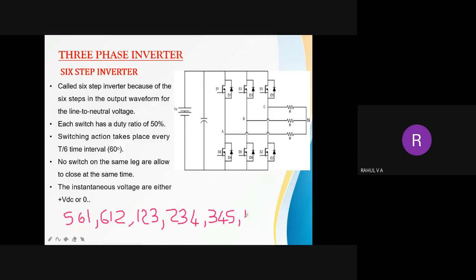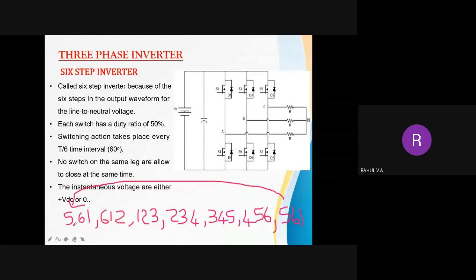And later it is 4, 5, 6. And after that it is 5, 6, 1. That is nothing but the first cycle. So I'll be operating in a similar fashion. For getting this one sequence, we have numbered all the upper arm switches S1, S3, S5 and all the lower arm switches S4, S6, S2, for getting a sequence like this. It is very easy to remember.